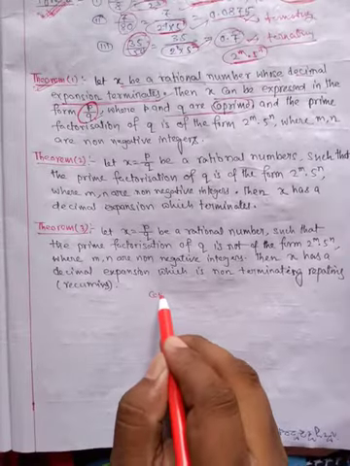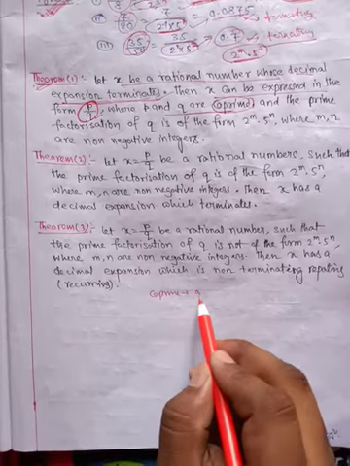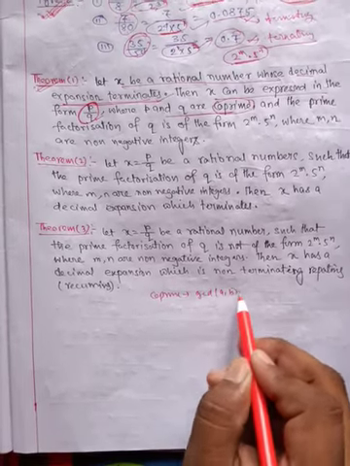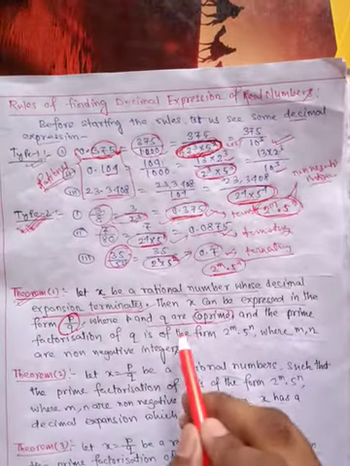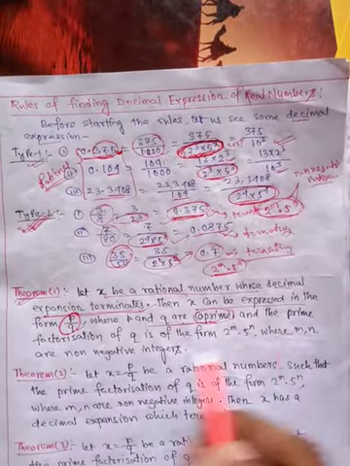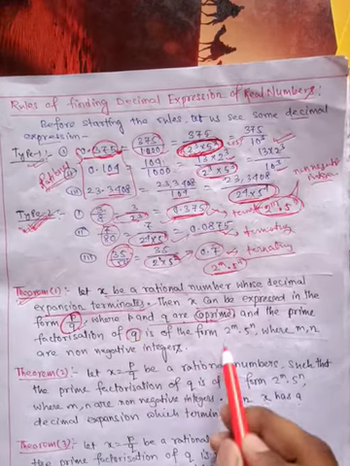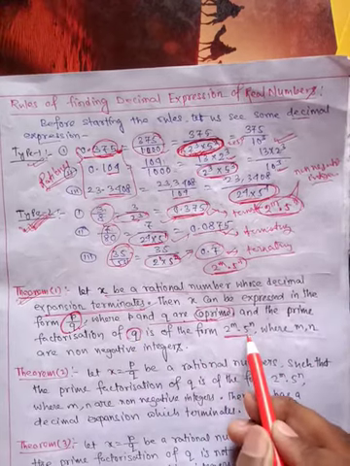Co-prime means the GCD of the numbers should be 1. That means there is only one common factor, 1. So p, q are co-prime and the prime factorization of q is of the form 2 to the power m into 5 to the power n.